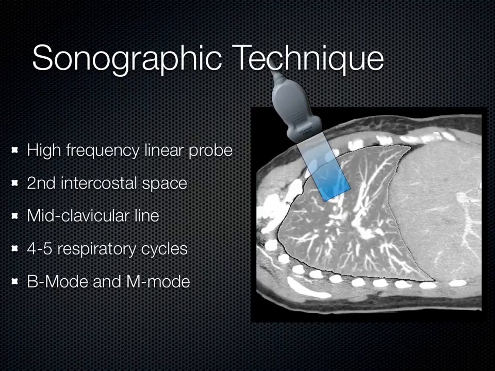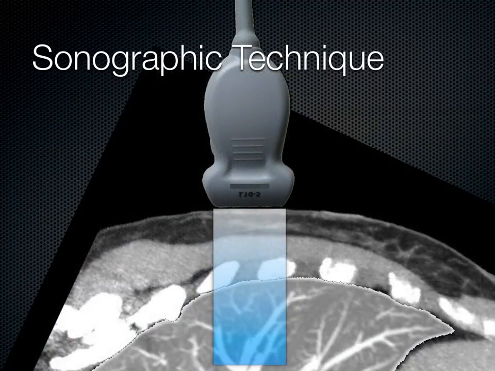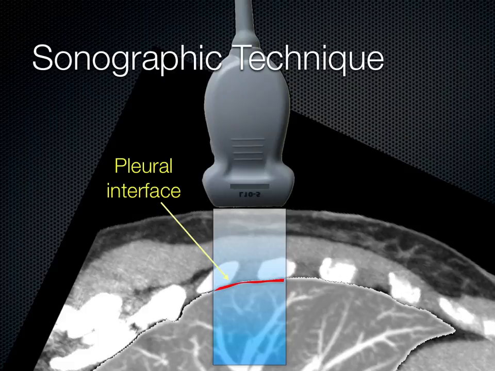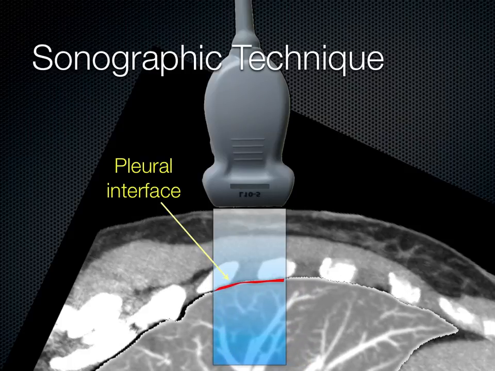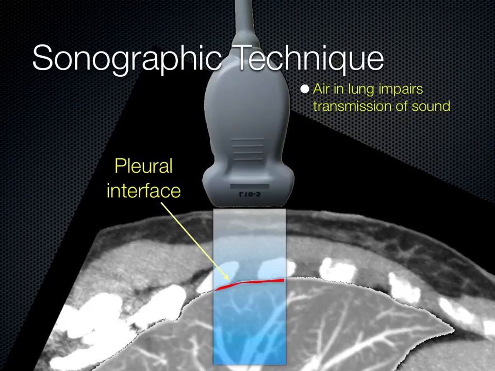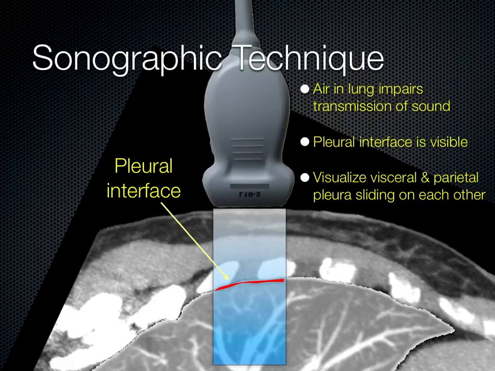If you use the second intercostal space mid-clavicular line and watch through several respiratory cycles, you will notice that at this pleural interface, you'll be able to appreciate that sliding. It appears as ants marching or shimmering at that interface. The air in the lung beyond that interface impairs the transmission of sound, so unless the lung is fairly consolidated or full of fluid, you won't see the lung itself. You might see some A lines, you might see some B lines, but the pleural interface is very visible, and you can see that movement.